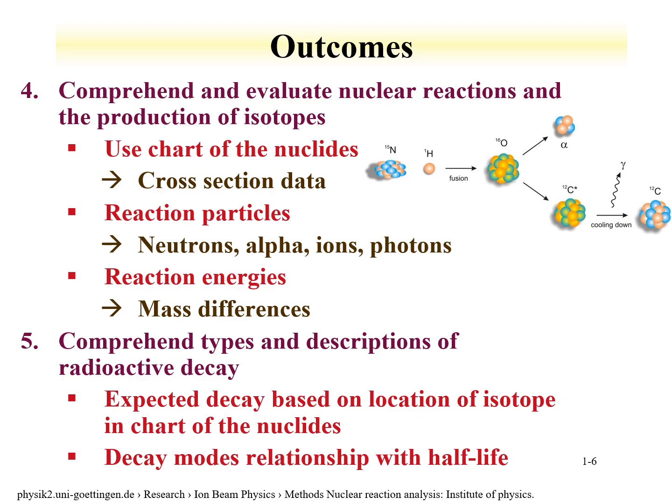The students should also be able to comprehend and evaluate nuclear reactions and how isotopes are produced. This can be obtained and understood from using the chart of the nuclides. One can evaluate certain reactions. So for instance, here's a reaction shown here of a proton and nitrogen-15 makes oxygen-16.